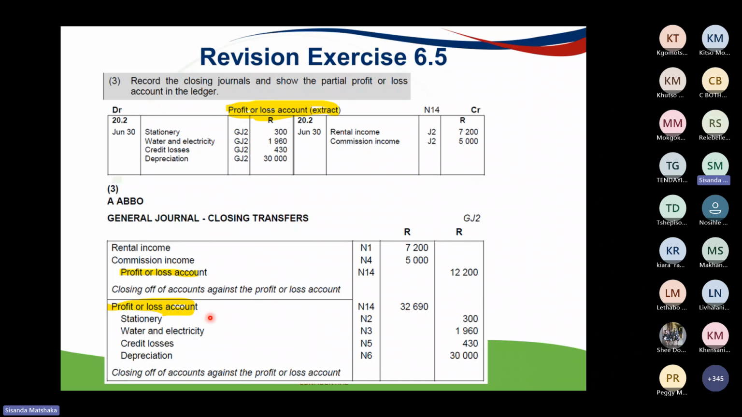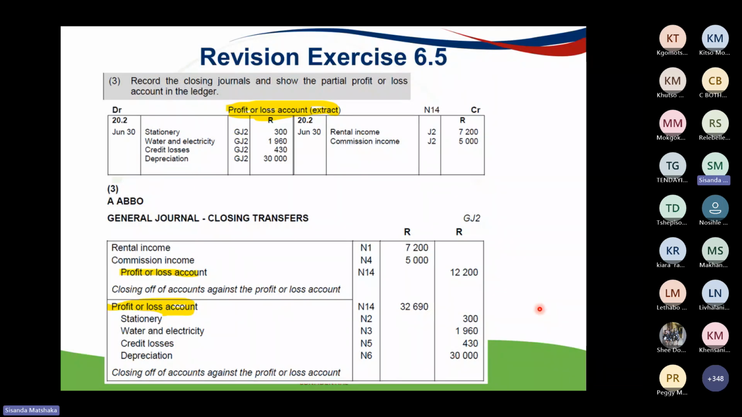And then looking at your expense accounts. These would all fall on your credit side, being your stationery, your water and electricity, your credit losses, as well as your depreciation. And then we'd also debit the profit and loss account, as we've seen in our T accounts. That is just a total of all of these expense accounts, which make up this 32,690. So then we have completed part 3 of the question.